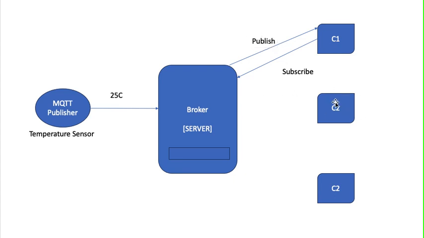Like that, if C2 wants the data from this particular publisher, say for example 25 degrees Celsius, first C2 has to send a subscribe message to the broker, and then the broker will give the data by publishing that data to this client too. And like that, if C3 wants to take the data, that is 25 degrees Celsius, again a subscribe-publish communication has to be done. All these communications will be handled by the broker by maintaining the queue. So this is how the actual working of MQTT is done.